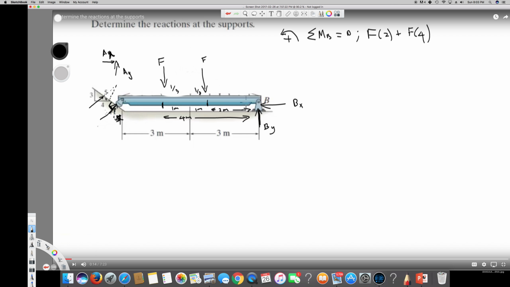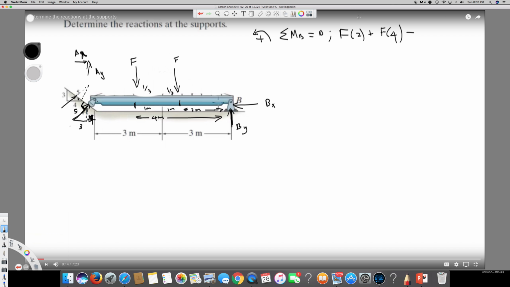So this is going to be 4, this is going to be 3, and this is going to be 5. So if it's a sine theta, it's going to be minus because it's going upward. It means it's moving this object clockwise. Therefore, this is minus, and a sine theta means opposite of adjacent.